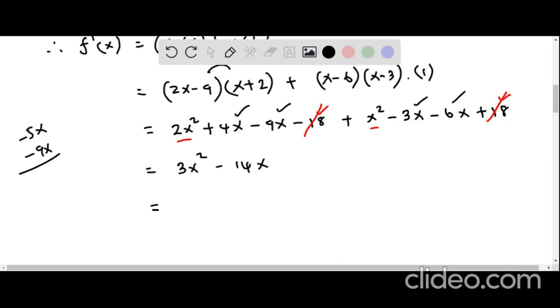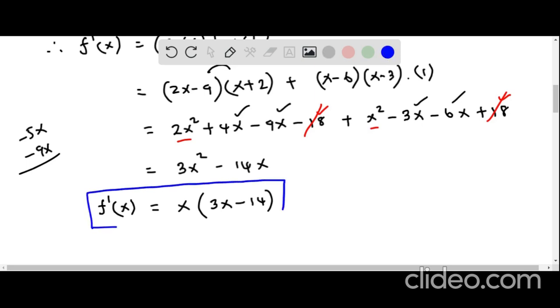In fact, we can write this in factored form by factoring out x. So therefore this becomes x times 3x minus 14. Therefore we write the derivative of f of x, which is f prime of x, and this equals x times 3x minus 14, and this is the derivative of f of x.